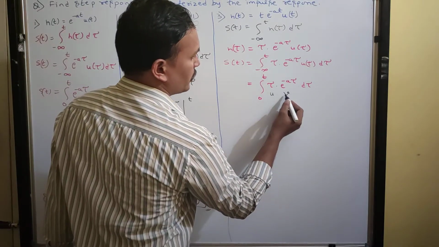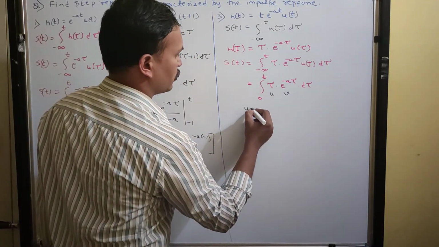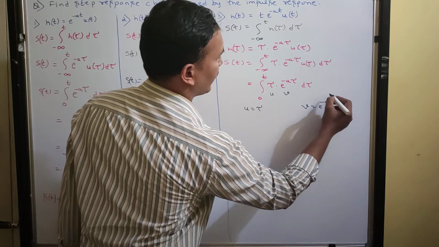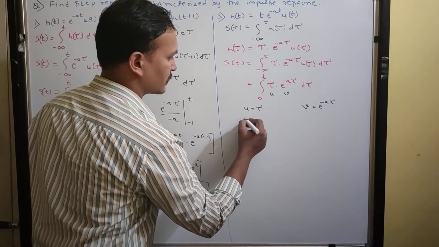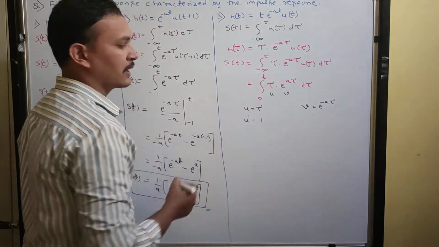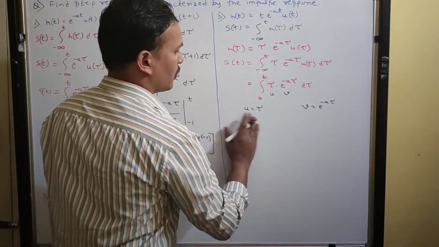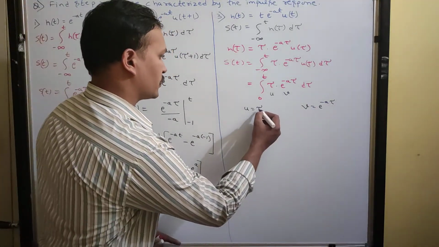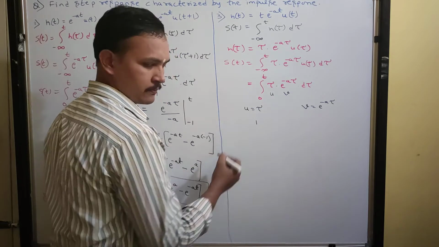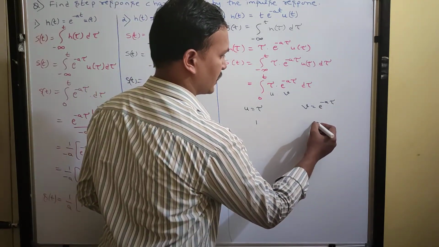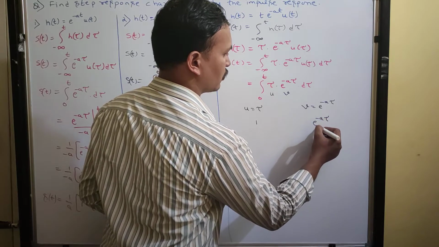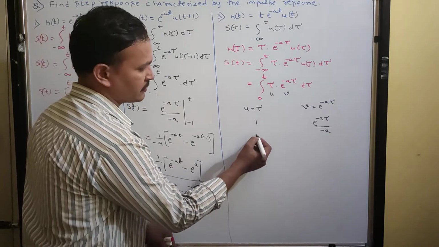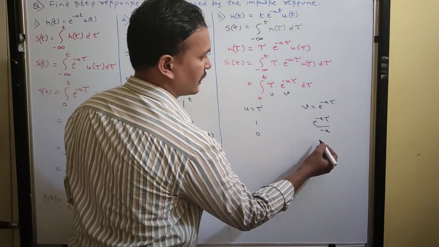Okay, u into v, Bernoulli's rule. Here u is tau and v is e power minus a tau. Now you differentiate the u side and integrate the v side. The differentiation of tau is 1. The integration of e power minus a tau is e power minus a tau by minus a. Now once again you differentiate: the derivative of a constant is 0. Once again you integrate this one.